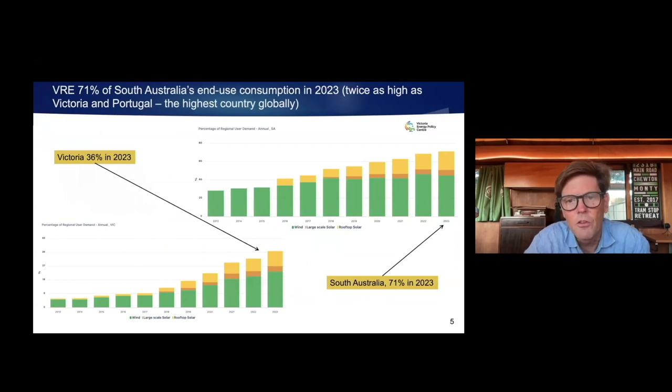South Australia in global terms is really quite fascinating. It's got a penetration of wind, large-scale solar, and rooftop solar that in aggregate meets some 71% of end-user demand in the state, which is about twice as high as Portugal, which is the highest country level at a global level. Victoria, the second highest VRE penetration state, is about the same as Portugal. You can see in both South Australia and Victoria, wind is a dominant source, but rooftop solar, the yellow bar on the top, has been growing quickly.